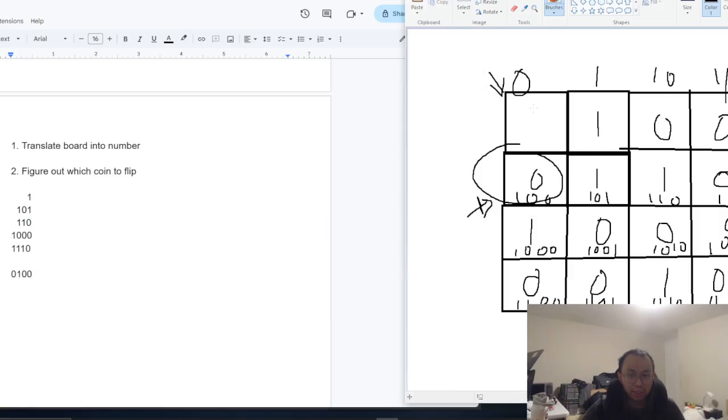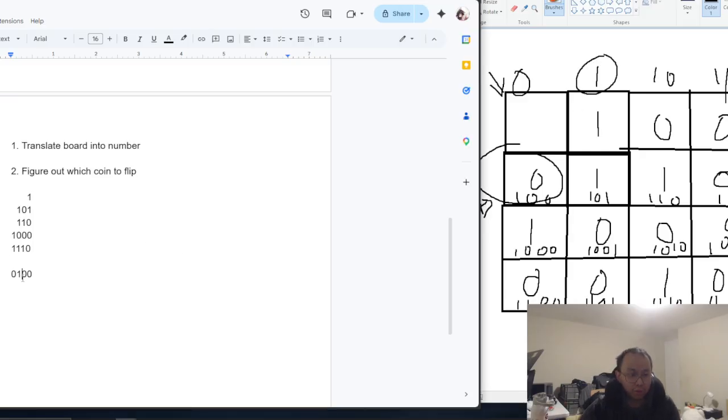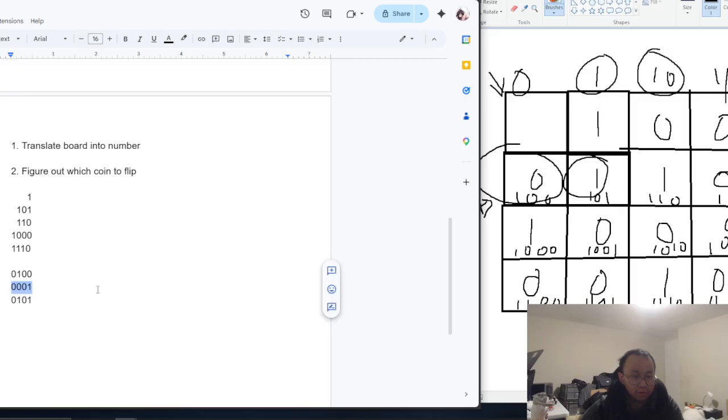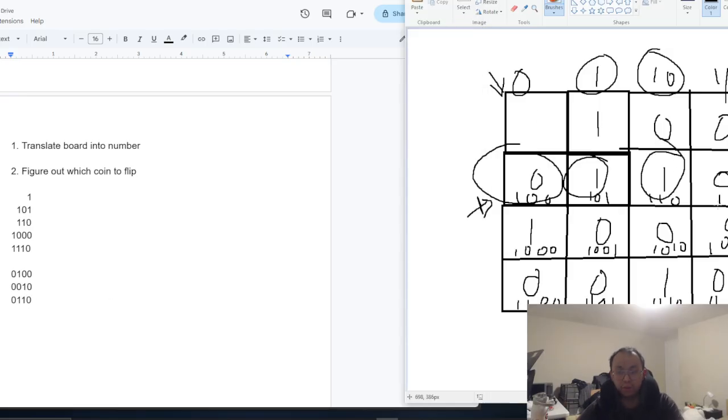Now, let's say it wants this one. Then we want the string to read 0001. The difference is 0101. So we will flip the 6th coin. Now you might see a pattern. If the warden gives you the number 3, then you're going to want 10, and you're going to flip this coin.